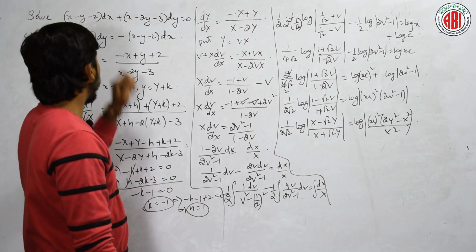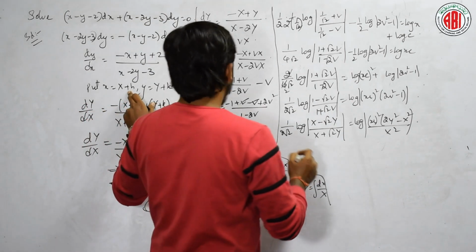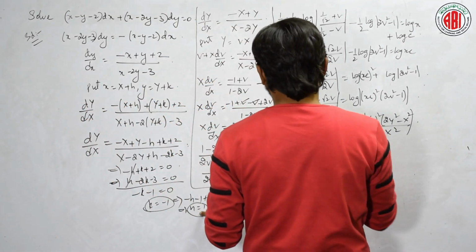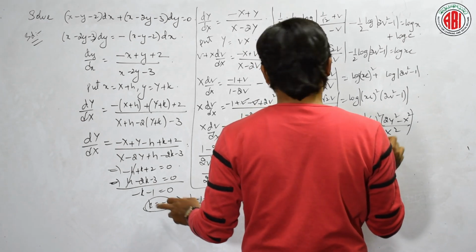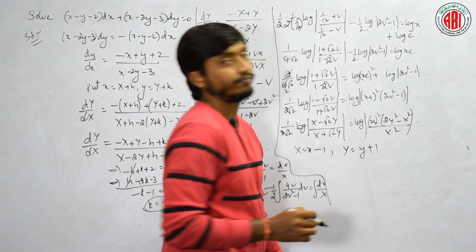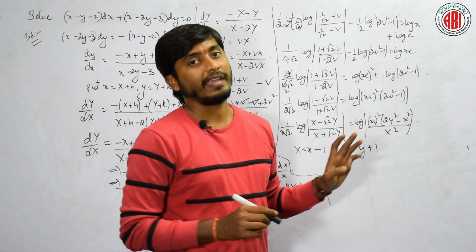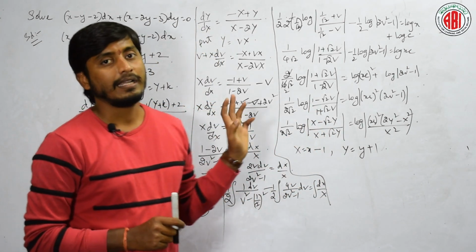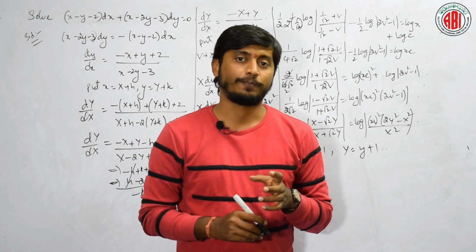X is nothing but x plus h, right. So let us substitute capital X equal to x minus h. What is the value of h here? 1, and capital Y equal to y minus k, that is y plus 1. Is it clear? Just substitute these values here, that will be our final solution. Is it clear? Did you understand? This is how we will solve a non-homogeneous differential equations, right.